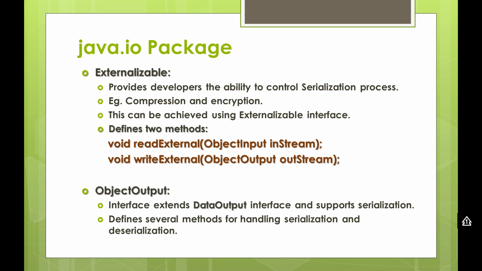But there may be situations where you want to control how the serialization process happens. For example, you want to compress the size of the serialized state, or whatever you are trying to serialize, you want to compress it and encrypt it. If you want to do those things while doing serialization and deserialization, you can do that using what is known as the externalizable interface.